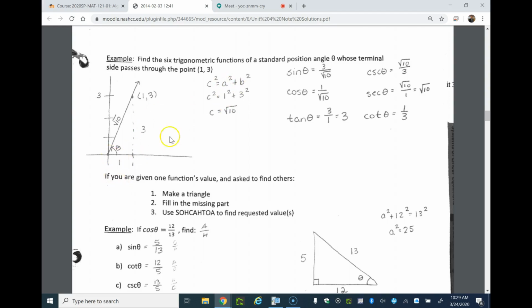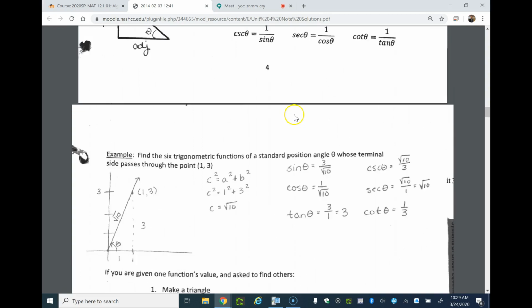So a equals 1, b equals 3: 1 squared plus 3 squared. So 1 squared is 1, plus 3 squared, which is 9. 1 plus 9 is 10. In order to get rid of this square, you have to take the square root of both sides. So that's why the square root of 10 came about, and we put it over here as our hypotenuse. So 1, 3, hypotenuse.